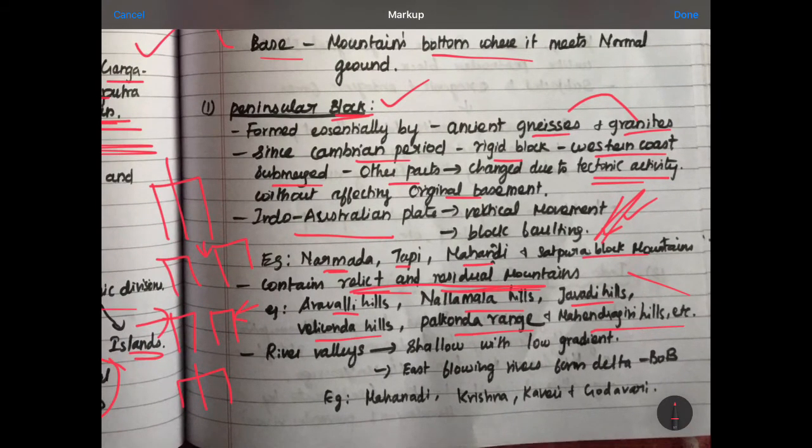And river valleys. The river valleys which are present in these peninsular blocks are shallow with low gradient. Shallow in the sense they are not very deep. And east flowing rivers: the major rivers of this peninsular block are east flowing rivers which flow into the Bay of Bengal. Examples are Mahanadi, Krishna, Kaveri and Godavari.